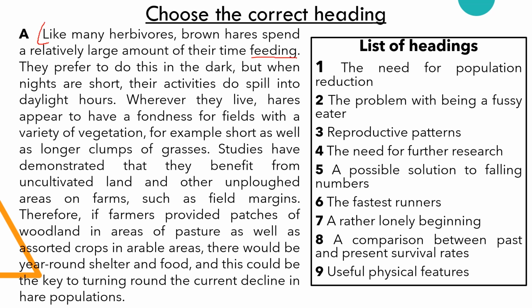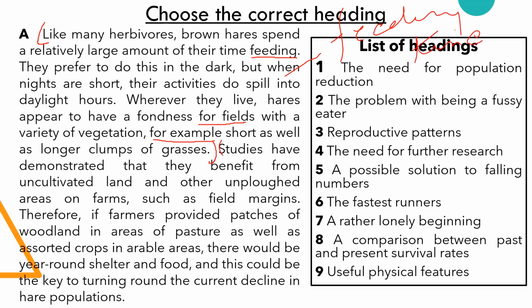So let's start. Like many herbivores, brown hares spend a relatively large amount of their time feeding. They prefer to do this in the dark, but when nights are short, their activities do spill into daylight hours. Wherever they live, hares appear to have a fondness for fields with a variety of vegetation, for example, short as well as longer clumps of grasses. And now write your own heading. My heading is feeding time.